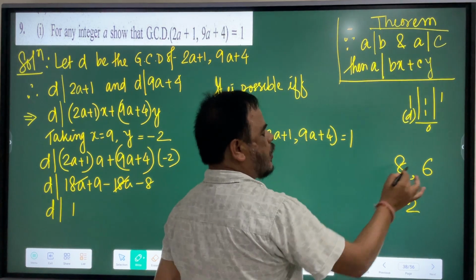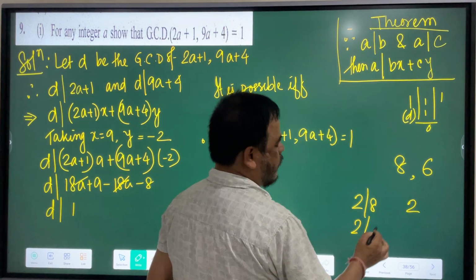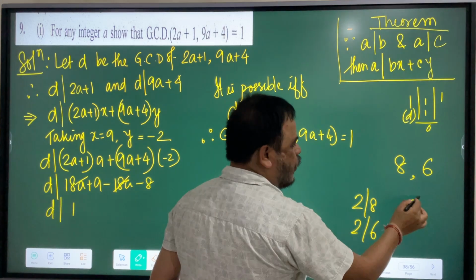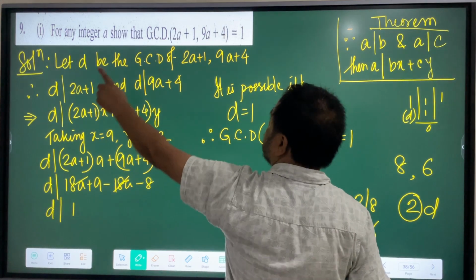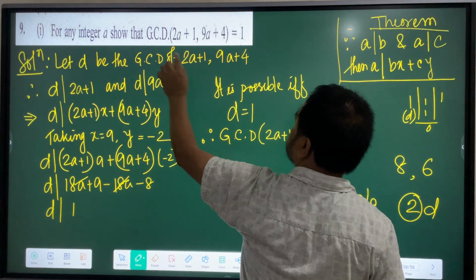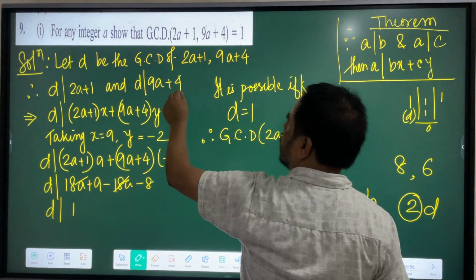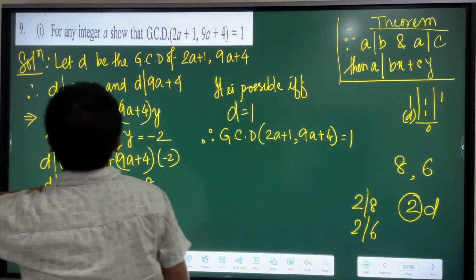GCD of 8 and 6 is 2. So 2 divides 8, 2 divides 6. This is like D. Here we have taken D to be the GCD of 2a plus 1 and 9a plus 4. So D divides 2a plus 1, and D also divides 9a plus 4. This is what I have written here.